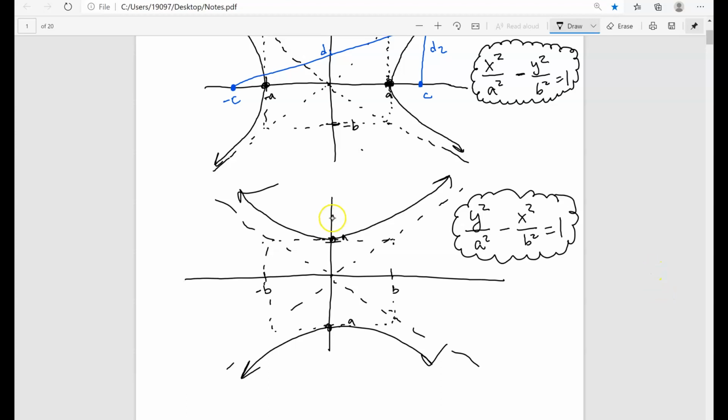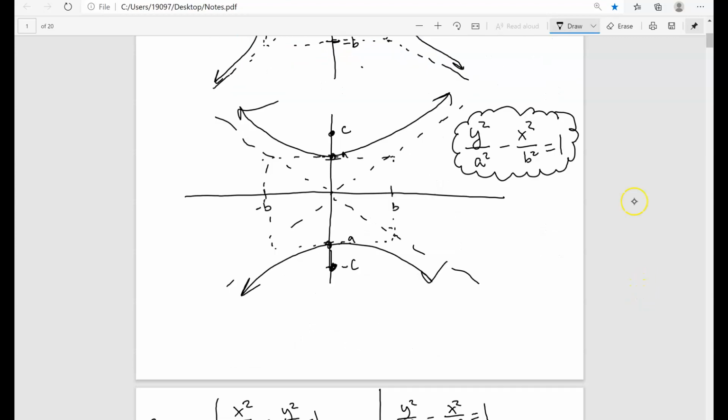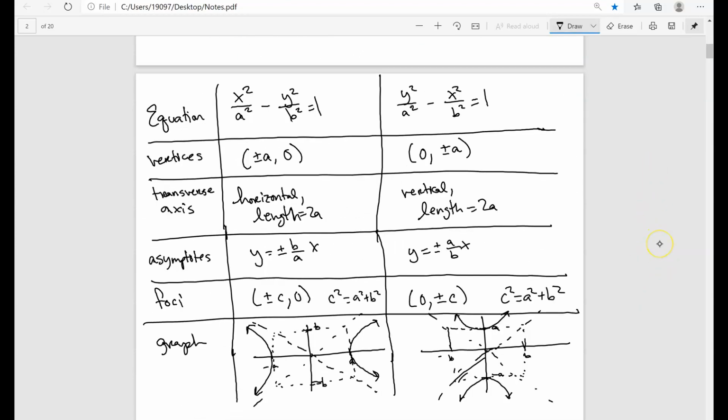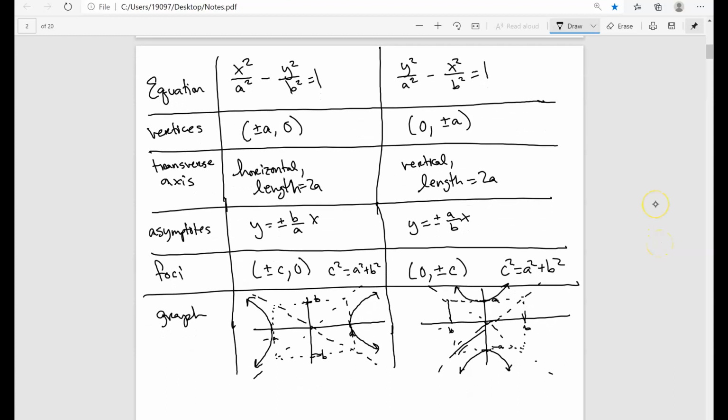So again, the foci are going to be right here. This is going to be positive C. This is going to be negative C. So obviously we can find them, as well as the equations of the asymptotes. So what are some of the formulas? So I wrote down here, kind of similar to how I did it with the previous ellipse. You can pause the video if you want and write it down.